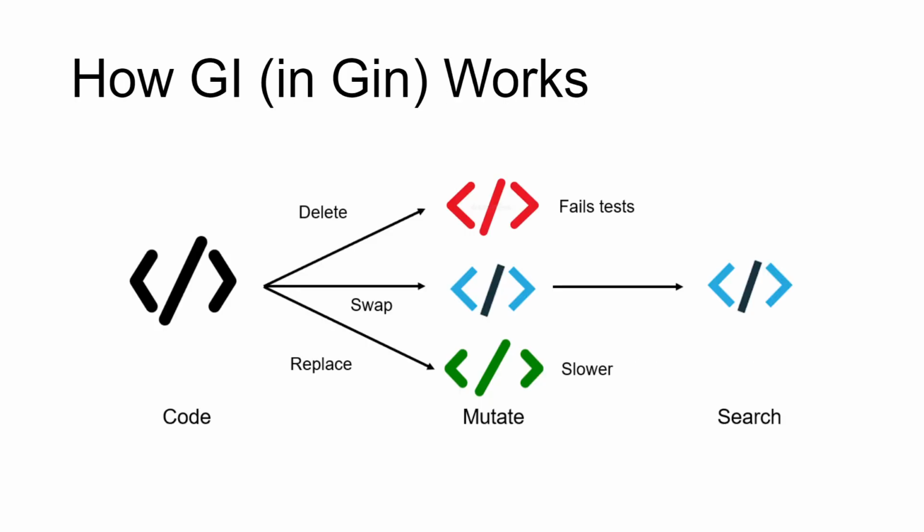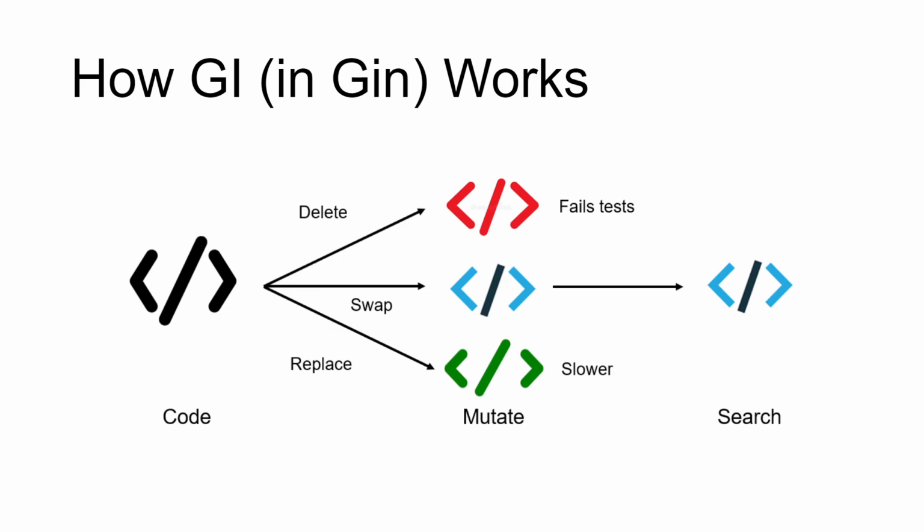How genetic improvement in Gin works. First, you take a piece of code, and then at random we make mutations to that code. That might be deleting a line, or deleting a function, or swapping two functions, and that gives us a number of mutated pieces of code. These mutated pieces of code we call the search space. We search through this mutated code, and we check if they compile, we check if they run, and if they run properly and produce the output that we saw before from the test cases, then we can say they all work.